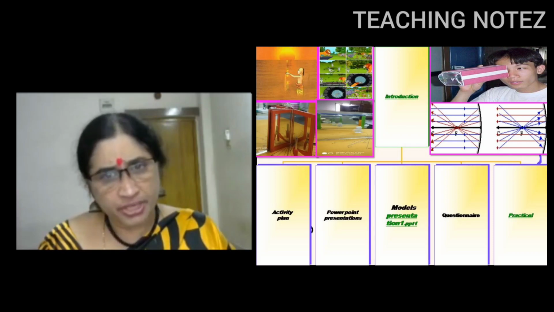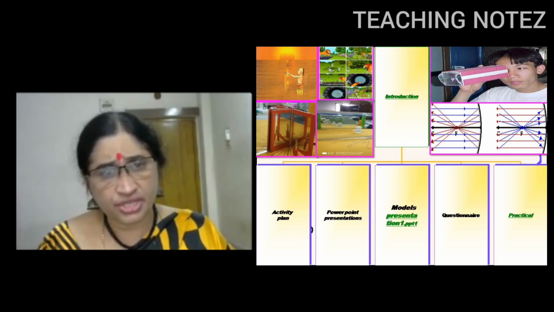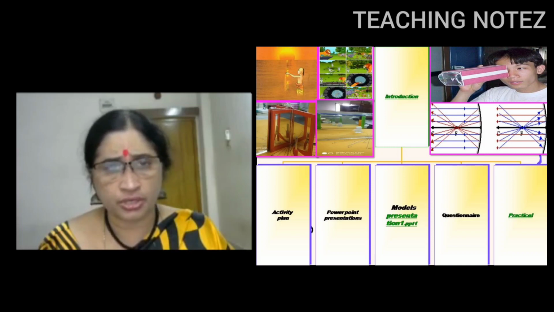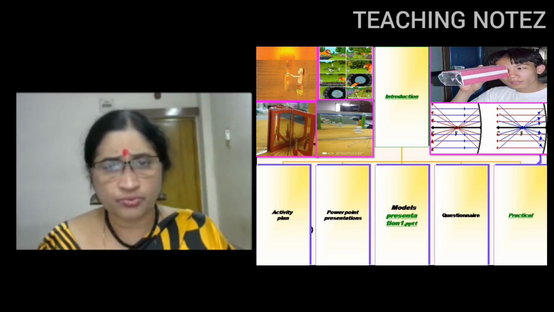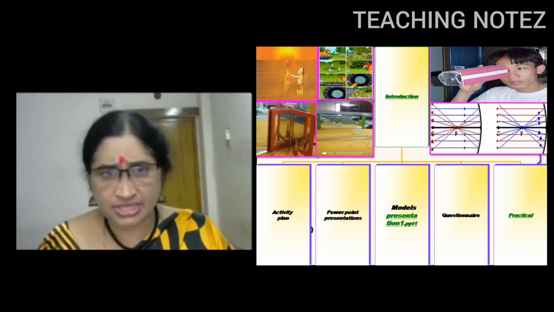Then we can ask them to prepare a model to learn about laws of reflection and also the number of images formed, and also we can ask them to make models of kaleidoscope or periscope. Then we can come out with a questionnaire, how much they have learned in this. From this we will come to know any misconception is there or not. If it is there, we can rectify it immediately.